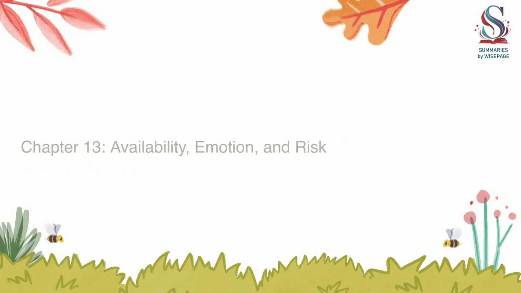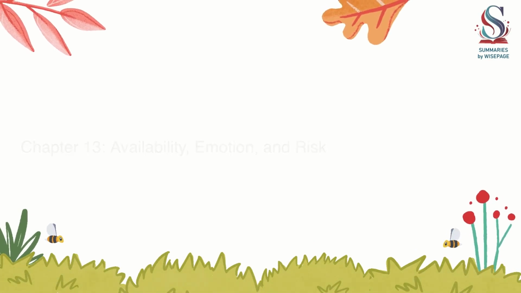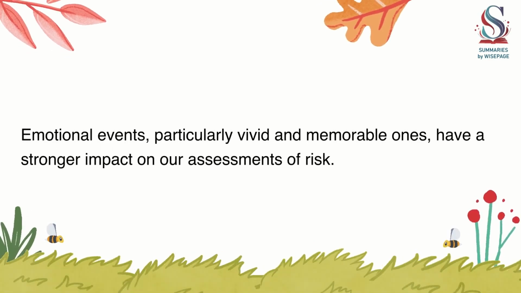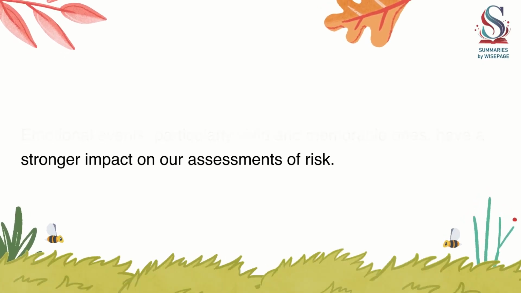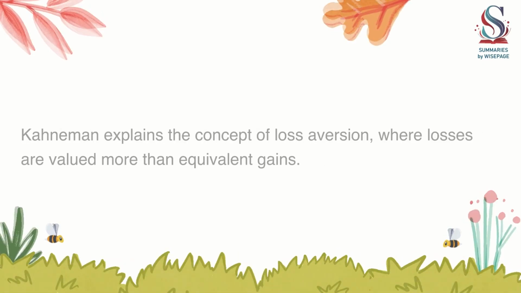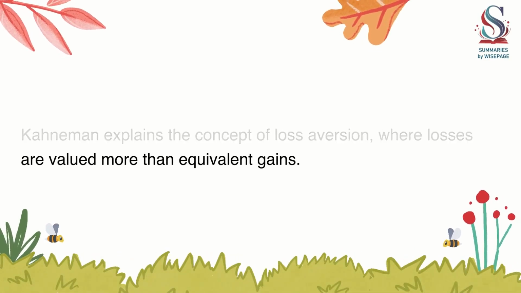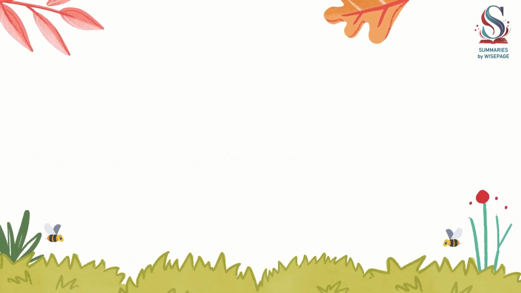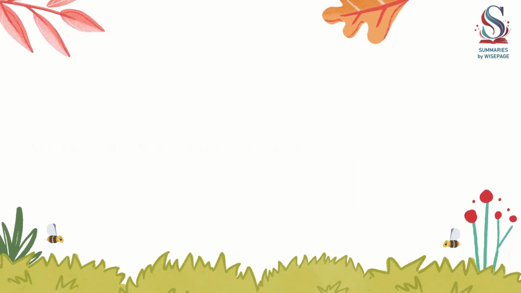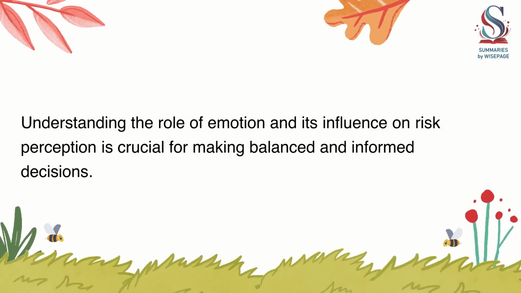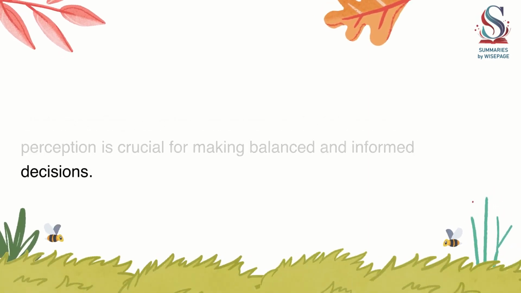Chapter 13: Availability, Emotion, and Risk. Emotional events, particularly vivid and memorable ones, have a stronger impact on our assessments of risk. Kahneman explains the concept of loss aversion, where losses are valued more than equivalent gains. This bias can lead to irrational decision-making. Understanding the role of emotion and its influence on risk perception is crucial for making balanced and informed decisions.